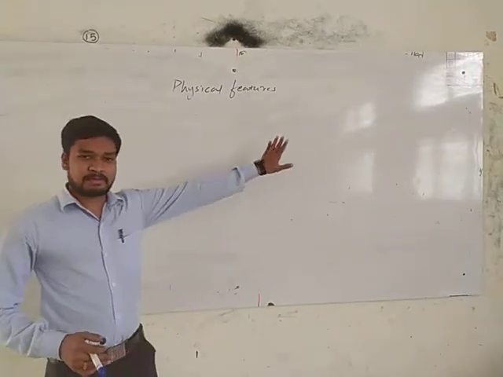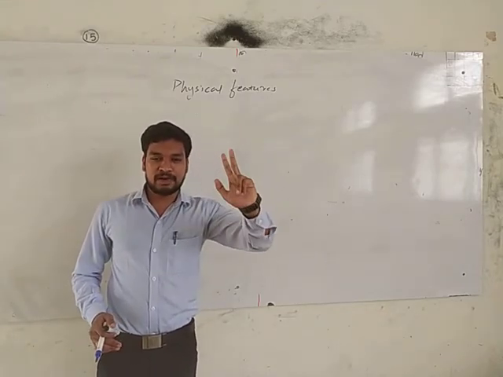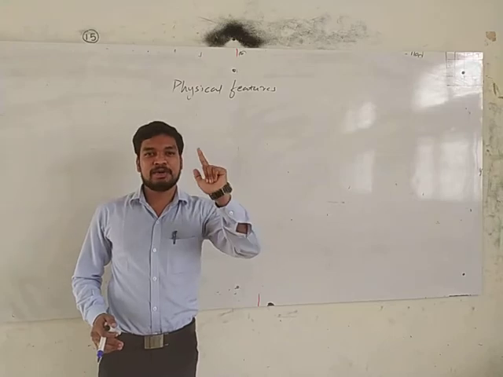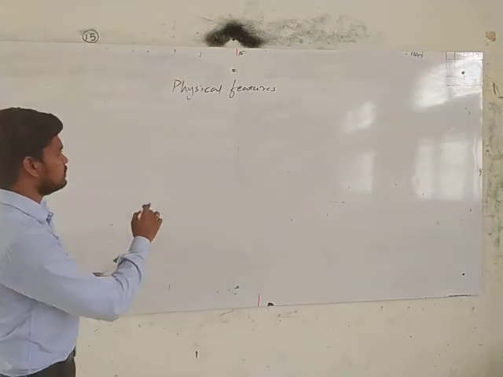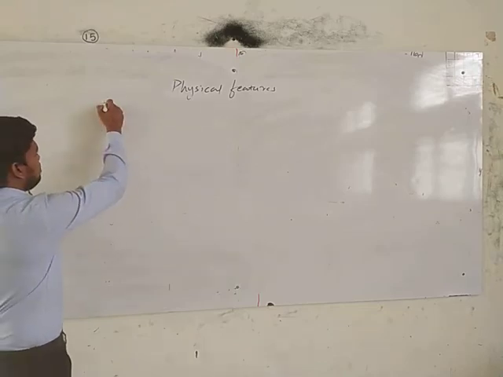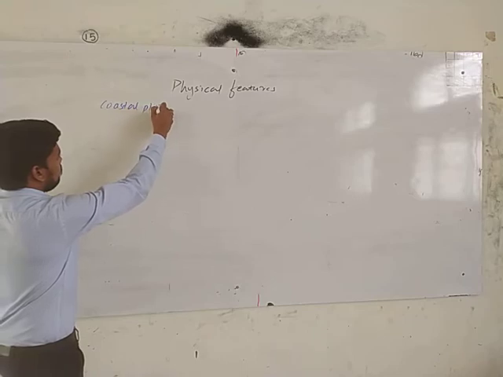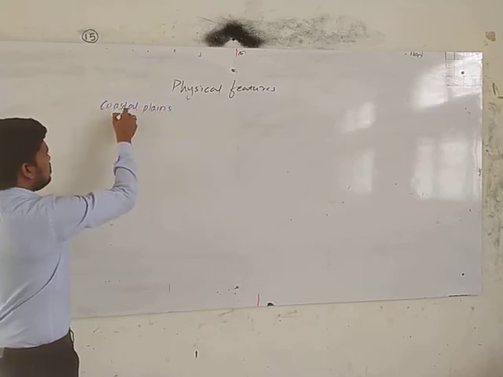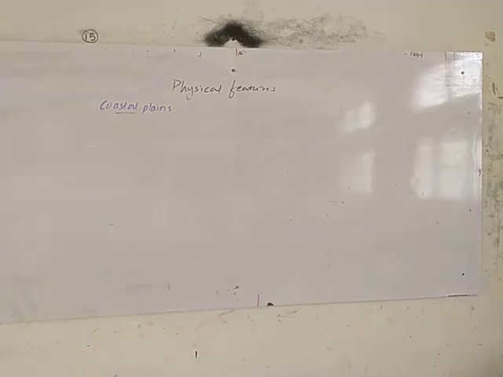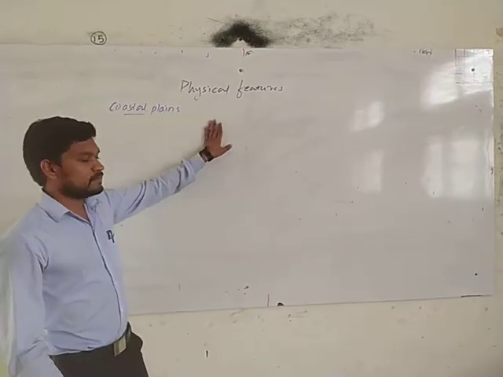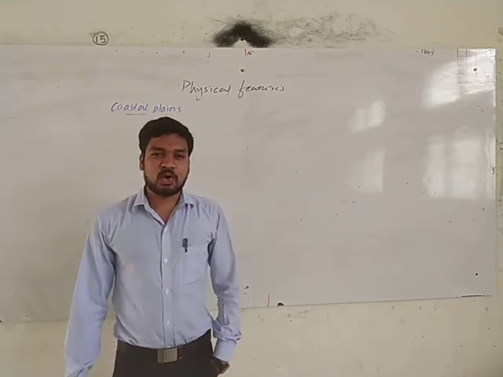So we discussed the Himalayan mountain ranges, northern plain, Indian desert, peninsular plateau. The four concepts we discussed. Now we are in the fifth concept. It's the coastal plains. Coastal plains of India. Fifth concept, coastal plains. What is coastal plains?